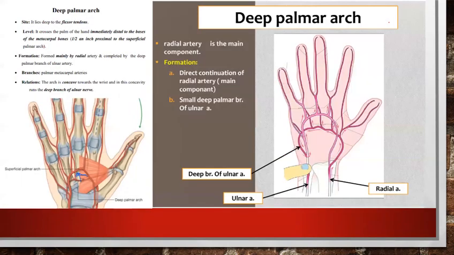What about the deep palmar arch? We will also talk about the same 4 points, which are formation, site, level, and branches. The first point, formation. Again and more, the main component in the formation of the deep palmar arch is the radial artery.